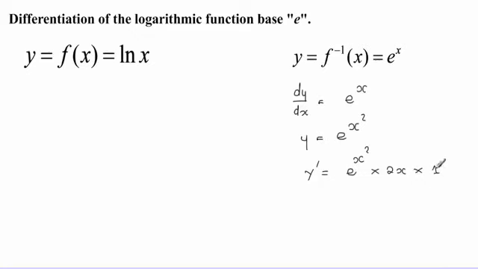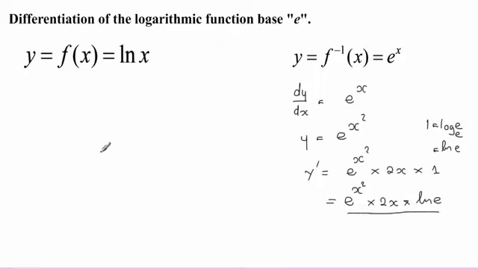At that time I reminded you that 1 was actually equal to log base e of e, which is ln e. So now I would like to write this in full as e to the power x squared multiplied by 2x multiplied by ln e, in this case replacing 1. You will see why this is important later. I'll leave it there for now.